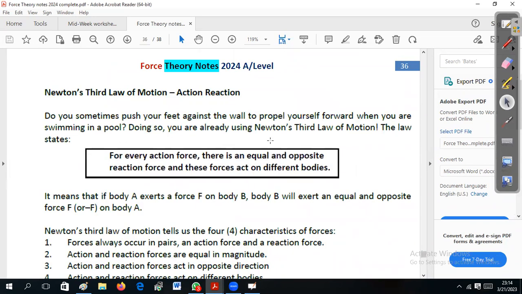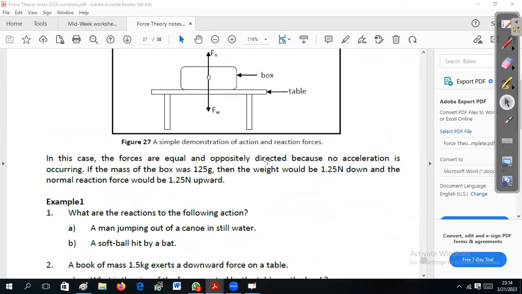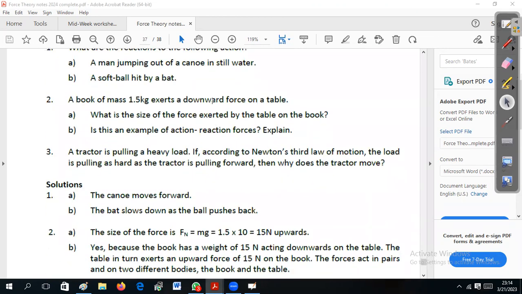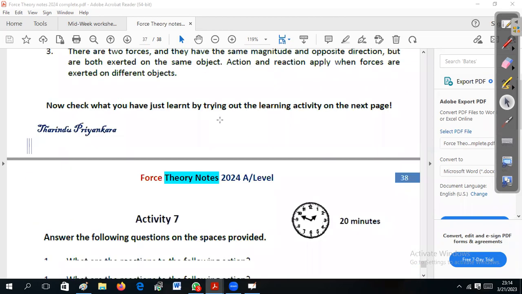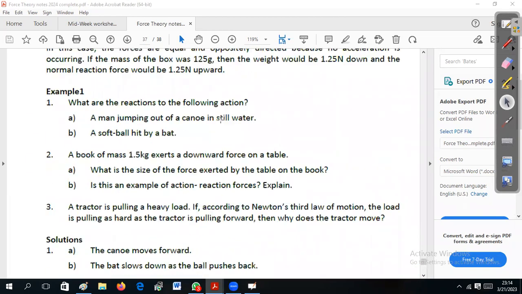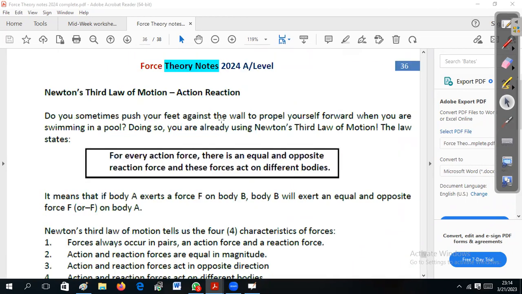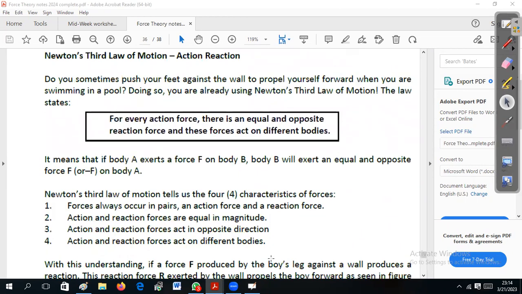Right. Read page number 36 quickly. Page number 36 and 37. There are some examples, read them together with the solutions. 36 and 37 with the solutions. I'll give you 4 minutes, then the next 2 minutes. You have 4 minutes, huh? No more than that.